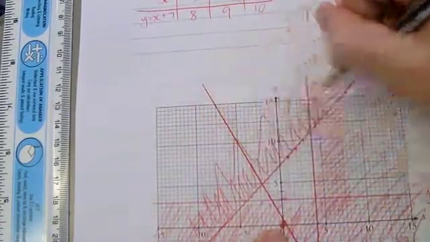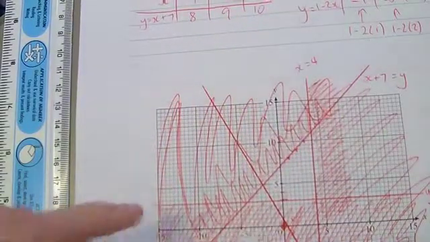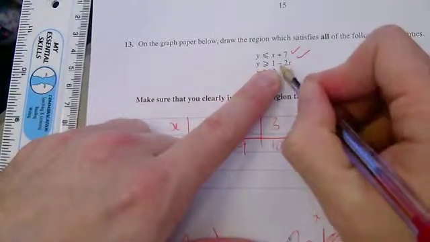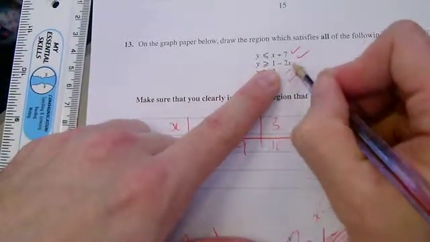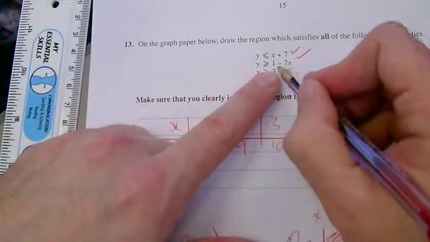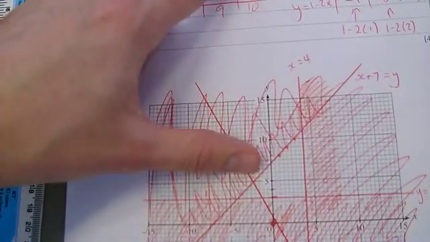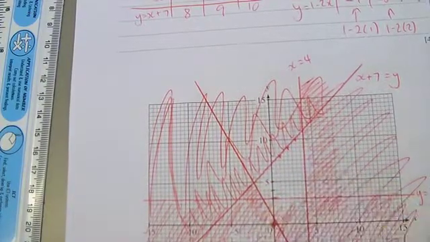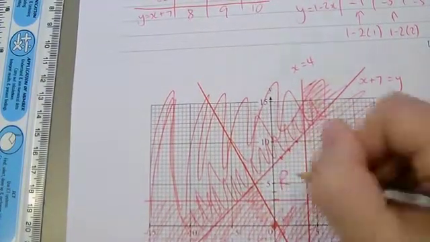Okay? And then finally, let's stick with 0, 0. 0 is greater than 1 minus 0. 1 minus 0 is 0, so 0 is greater than 1. That's not true, is it? So this is the side of the line that I don't want, so I want to shade there. So this is my region.